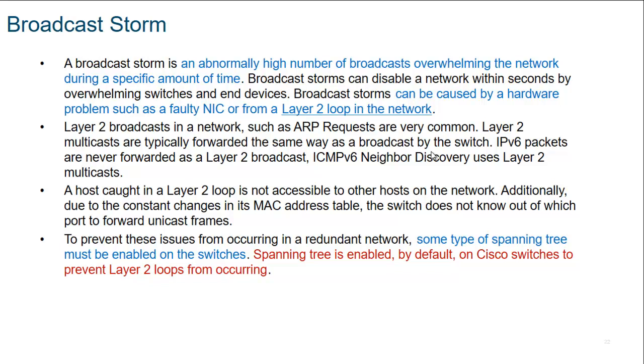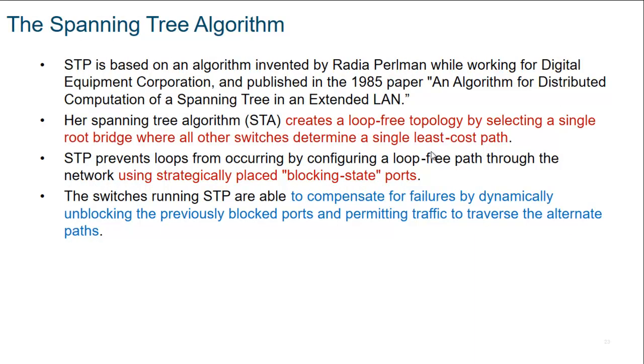To prevent these issues from occurring in a redundant network, some type of spanning tree must be enabled on the switches. Spanning tree is enabled by default on Cisco switches to prevent Layer 2 loops from occurring. The spanning tree algorithm was invented by Radia Perlman in 1985. Her spanning tree algorithm creates a loop-free topology by selecting a single root bridge where all the other switches determine a single least cost path.